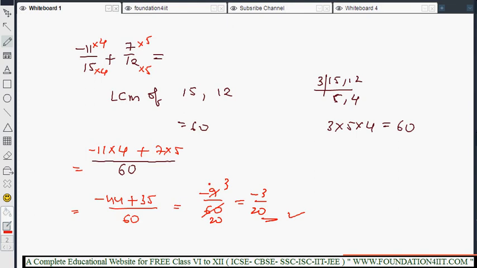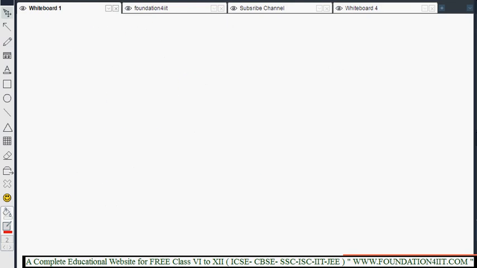Right. So this is the addition of rational numbers. So I'll explain to you now some properties of addition of rational numbers. So what are the properties? Let us see. Properties of addition of rational numbers.